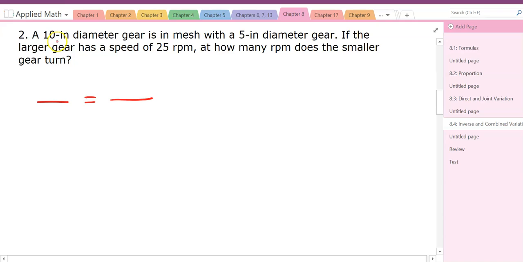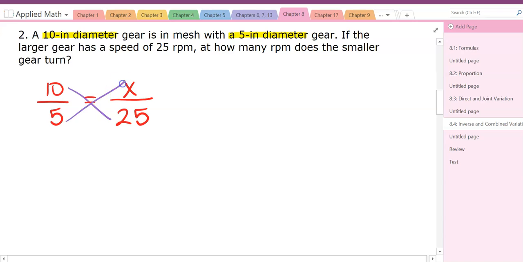So I have 10 inches. That has an RPM. That's the larger one, because your two diameters are 10 inches and 5 inches. So you could go ahead and put the 10 over the 5, because those are the lengths of the diameters of the gears. Now the 10-inch is the larger one, because 10 is bigger than 5. And so that has an RPM of 25. So I'm going to put 25 across from 10. I want to figure out what the RPM is for the smaller one, so that's what I'm going to call X.